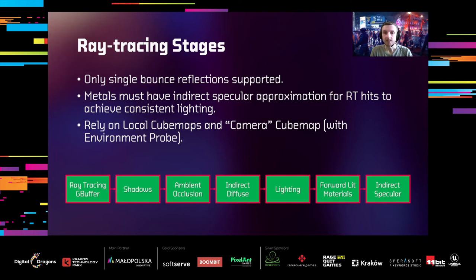So the RT capabilities are used to shoot only primary reflection rays, without recursion. But to achieve the lighting consistency goal, or at least to be as close to it as possible, we still need indirect diffuse and indirect specular. We rely on an indirect specular approximation stored in local cube maps and the camera cube map.